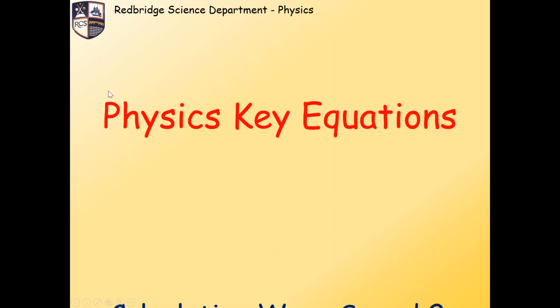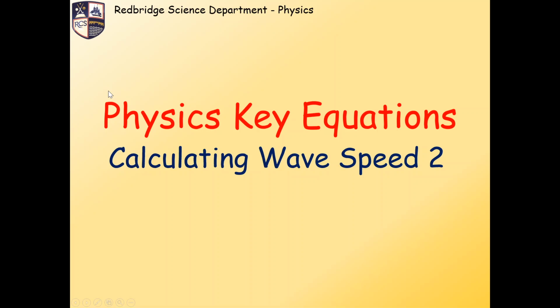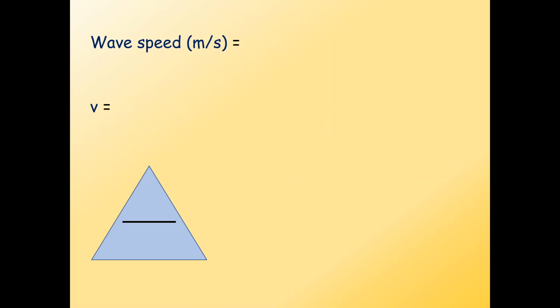Hi everyone, in today's video we're going to be talking through a physics key equation, and we're going to be looking at calculating wave speed. This is found in CP4 and SP4. There are two equations to calculate wave speed and this is the second one. Wave speed in meters per second is equal to the frequency in hertz times the wavelength in meters.